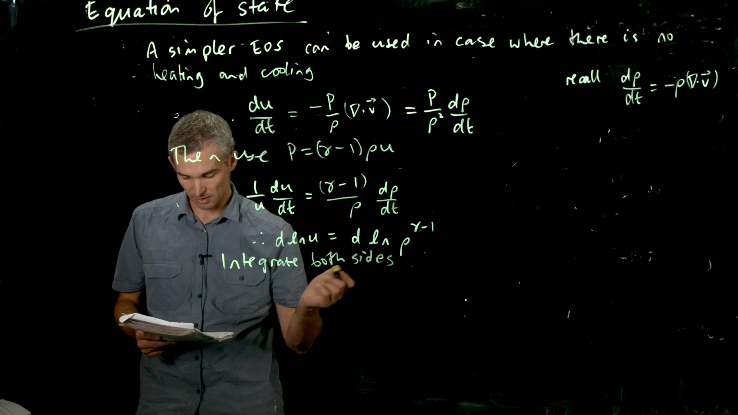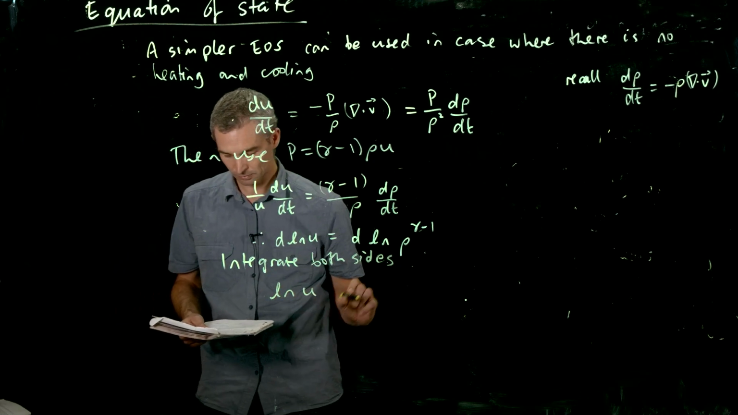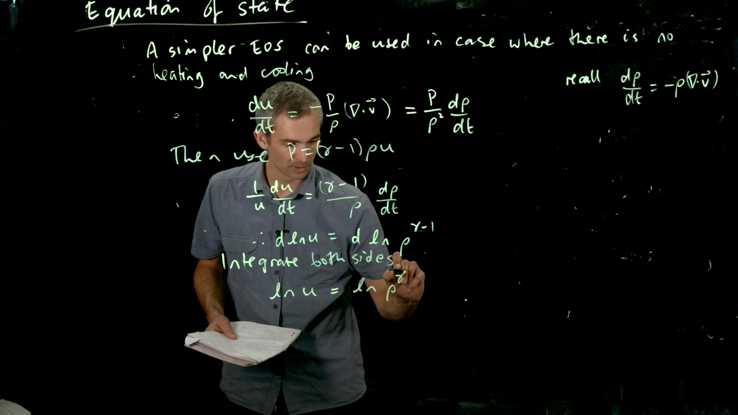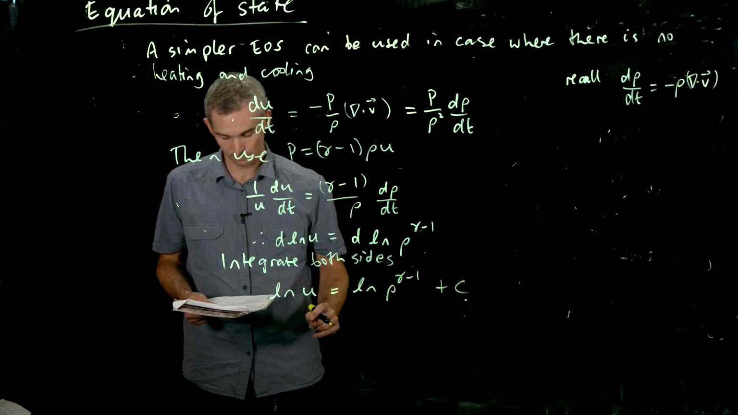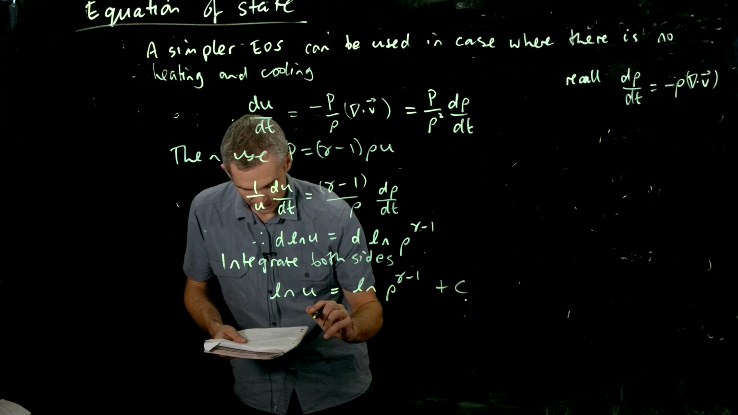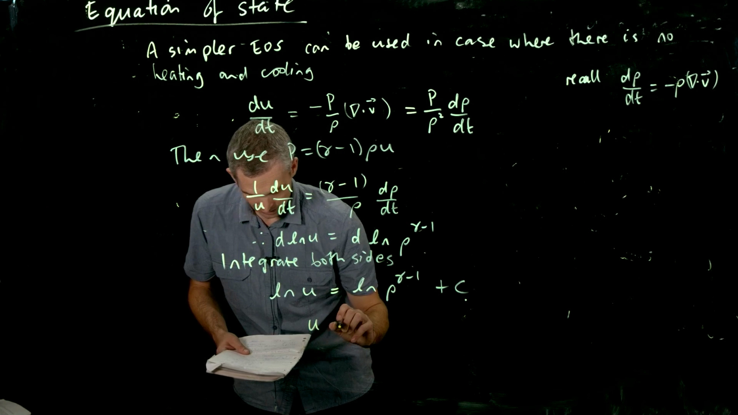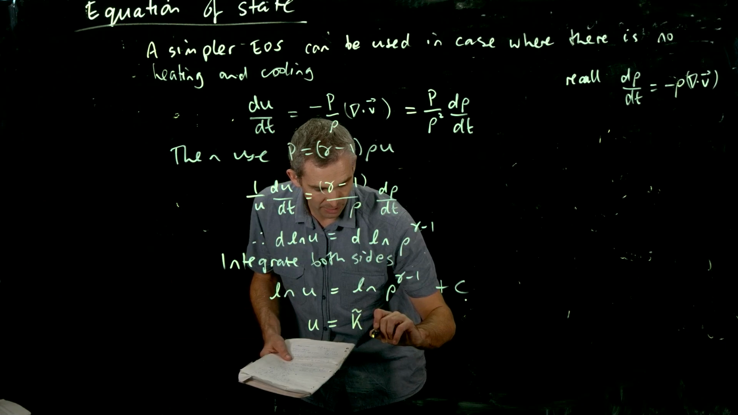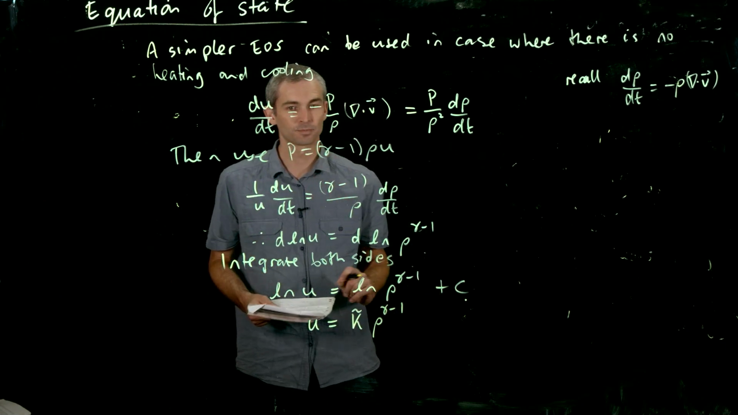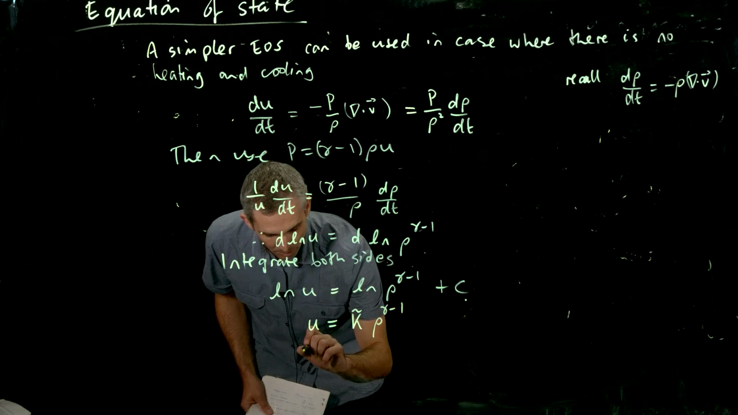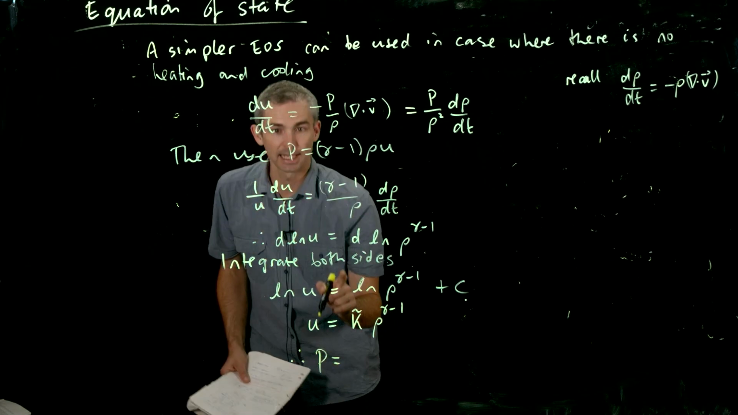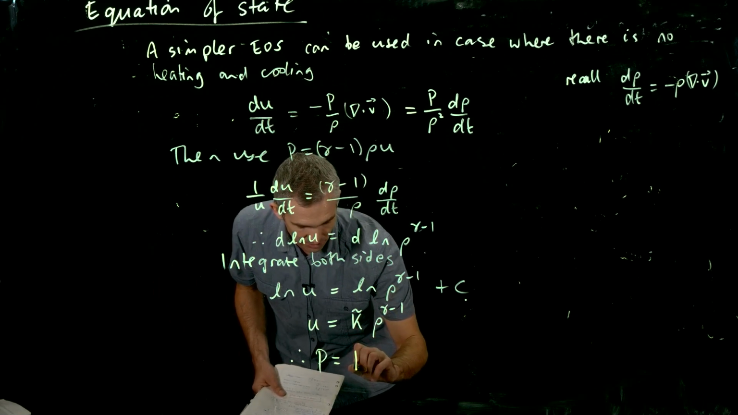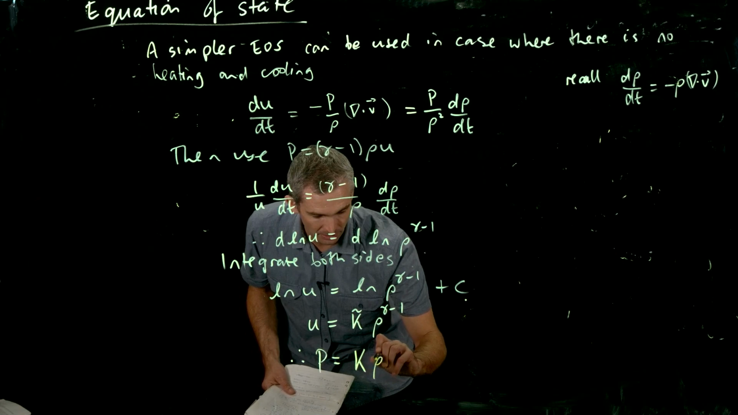And we obtain simply that log u equals log rho to the gamma minus 1 plus a constant. Or in other words, u is some constant, which I'm going to call k tilde, times rho to the gamma minus 1. And therefore our pressure, which is gamma minus 1 (but gamma is a constant) times rho times u, means that pressure is some different constant, which I'll call k, times rho to the gamma.